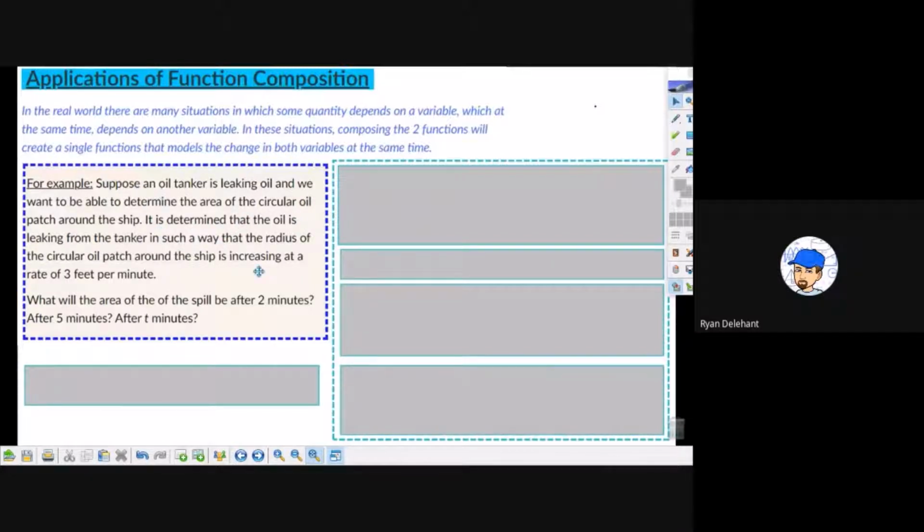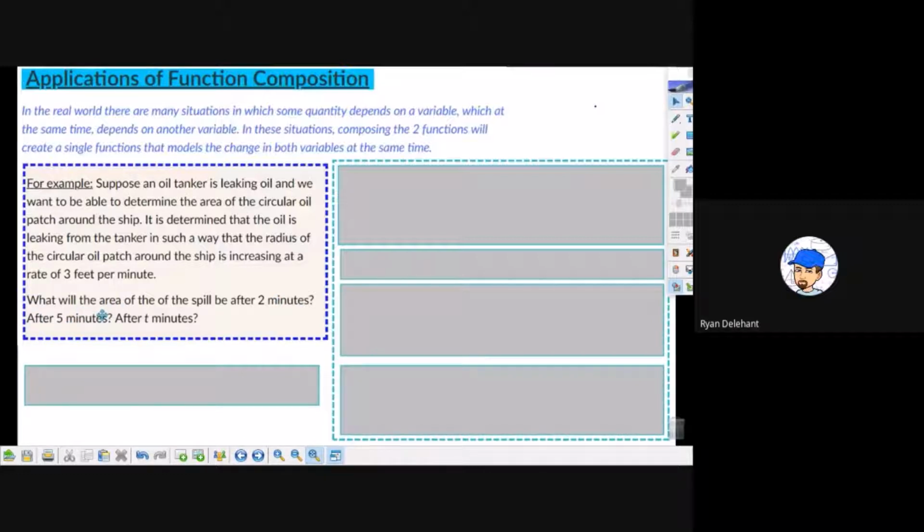Suppose an oil tanker is leaking oil. We want to be able to determine the area of the circular oil patch around the ship. It is determined that oil is leaking from the container in such a way that the radius of the circular oil patch around the ship is increasing at 3 feet per minute. What will the area of the spill be after 2 minutes? What will the area be after 5 minutes?